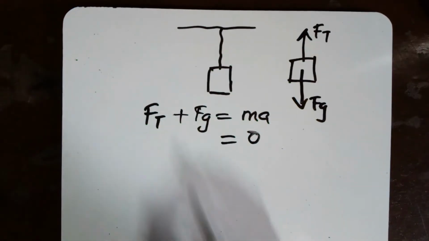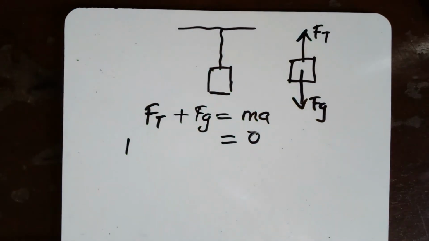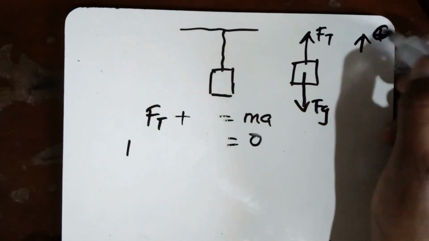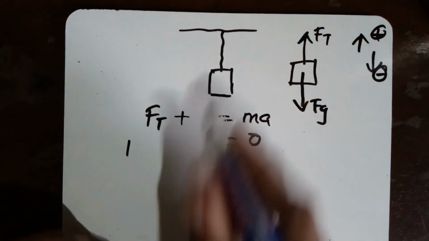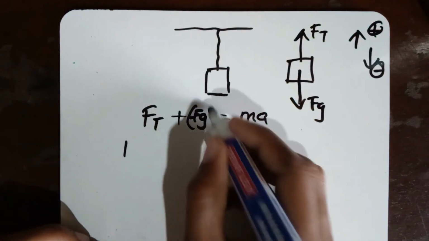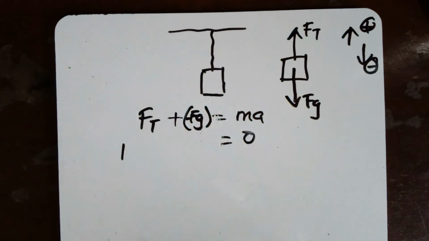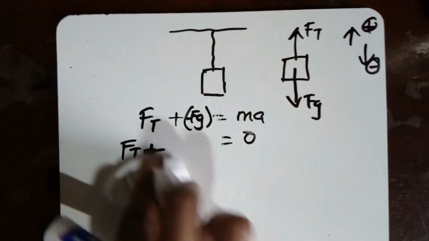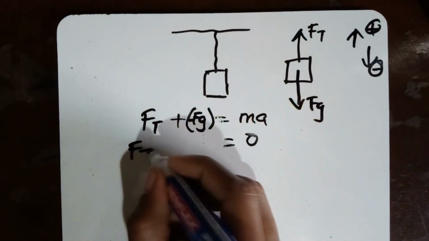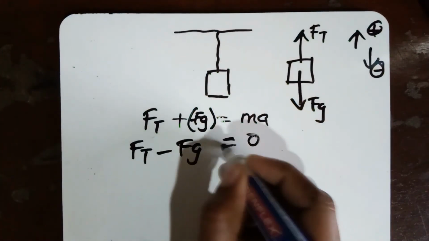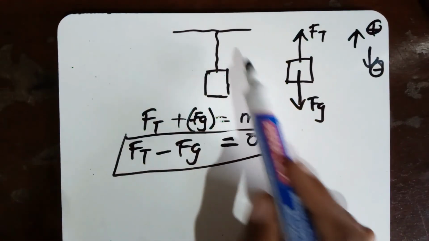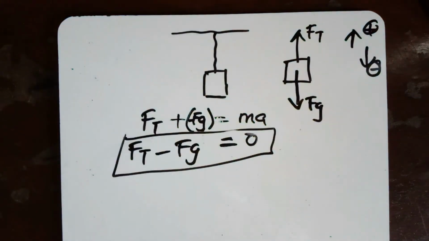And remember, this Fg, I keep forgetting to write it, is negative. Why? Because we can say up is positive and down is negative. So we'll actually have plus minus Fg. And there we are. So we have Ft minus Fg equals 0. So there's no other force acting on this. It's just hanging on a ceiling or something over a rope or a cord.